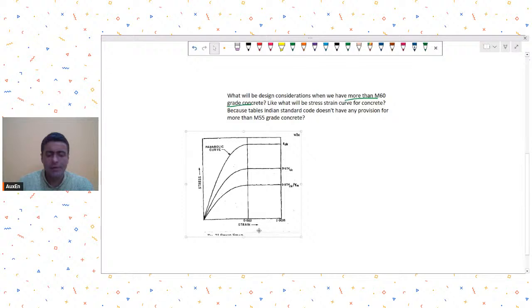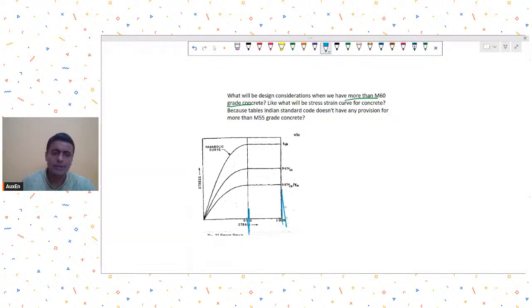See, this stress strain curve is clear. Till this strain level of 0.002 you have been given, and at 0.0035 it's the limit.